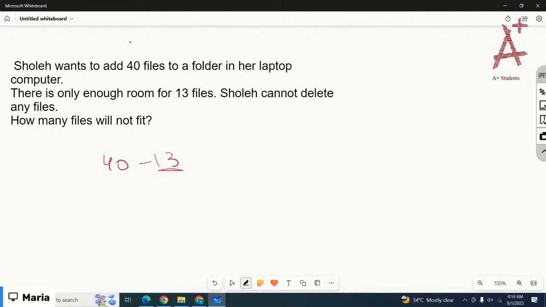How many files cannot fit? 13 are the files that can fit out of 40, right? 40 minus 13 is 27. That means 27 files will not fit in the folder, right? Out of the 40, just 13 files can fit in the folder. That means 27 files cannot be fitted in the folder, right?